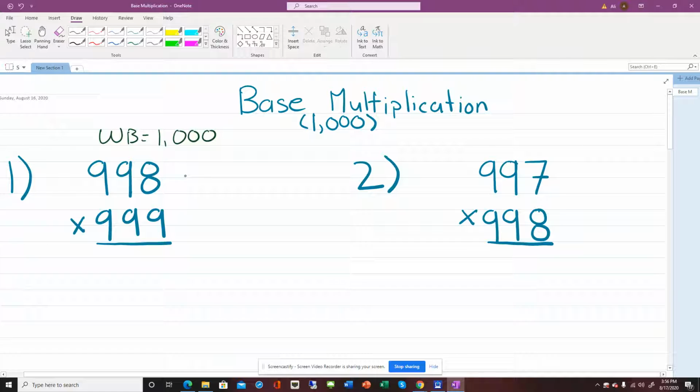Okay, this is 2 more than 1,000. So we're writing, this is 2 less than 1,000. We're writing the deficiency or surplus. So this is 2 less than 1,000, and this is 1 less than 1,000. So our first step is we're going to cross subtract. So 998 minus 1 is 997.